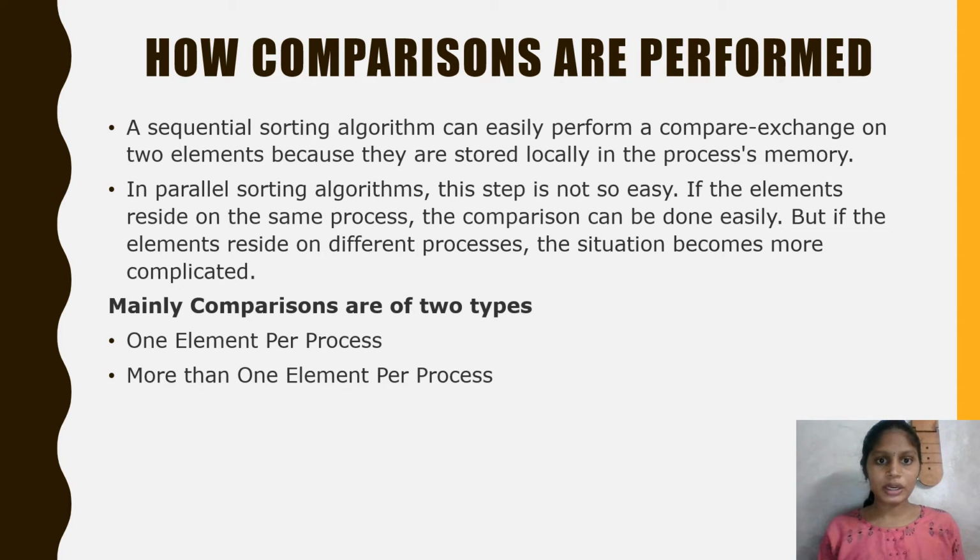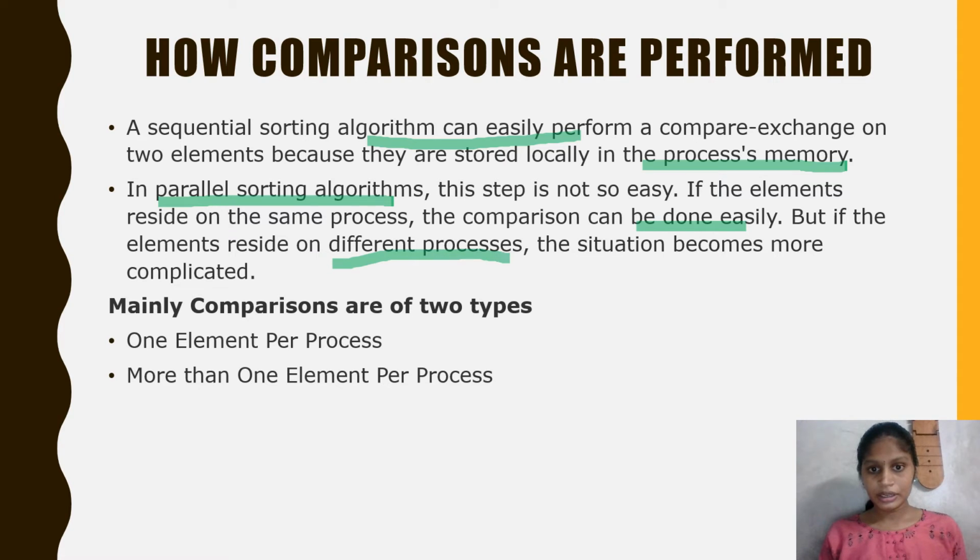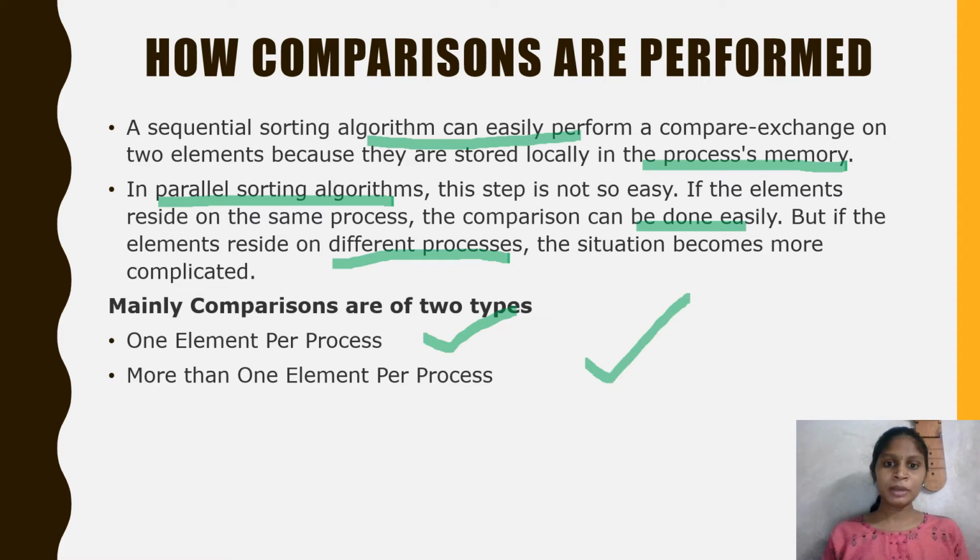Next, how comparisons are performed. A sequential sorting algorithm can easily perform a compare-exchange on two elements because they are stored locally in the processor's memory. When it comes to parallel sorting algorithms, this step is not easy. If the elements reside on the same process, the comparison can be done easily. But if the elements reside on different processes, the situation becomes more complicated. Mainly, comparisons are of two types: one element per process, and more than one element per process.